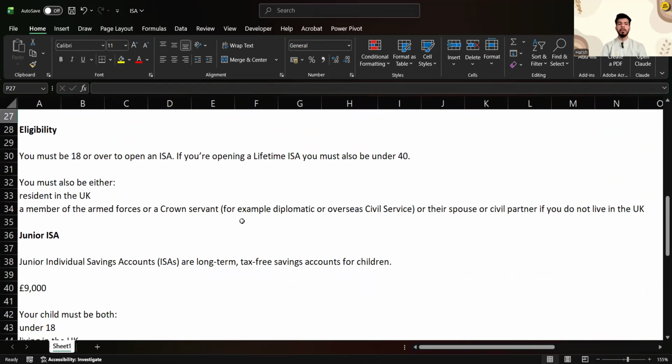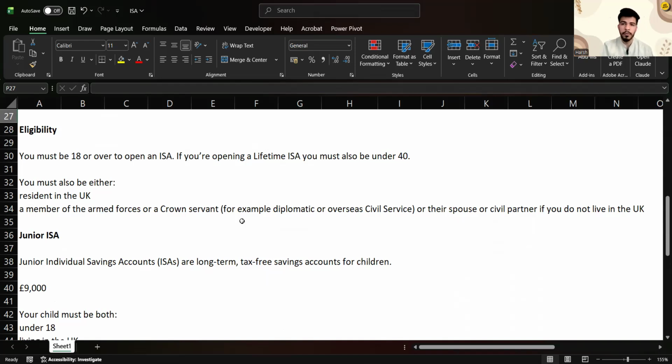What is the eligibility for enrolling in ISA? You must be 18 or over to open an ISA account. If you are opening a lifetime ISA, you must be under 40, as we saw in that condition. Also, you must be either a UK tax resident, or a member of the armed forces or a crown servant, or their spouse or civil partner if you do not live in the UK.